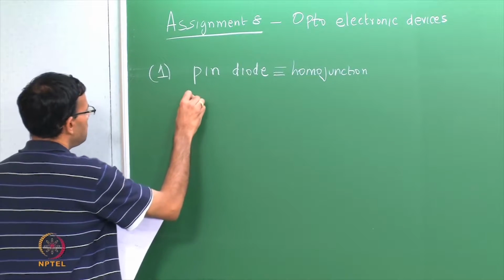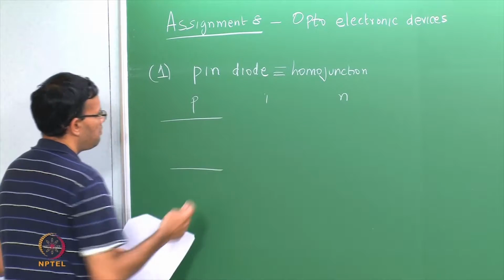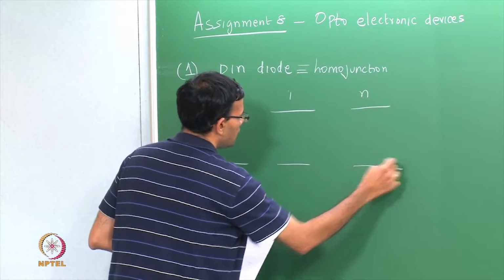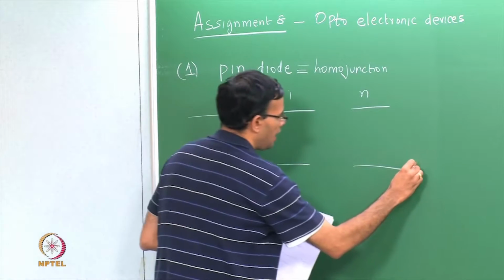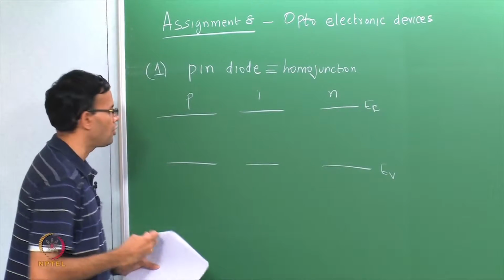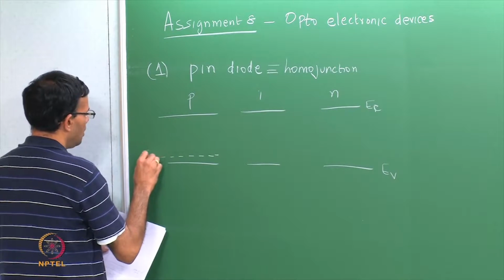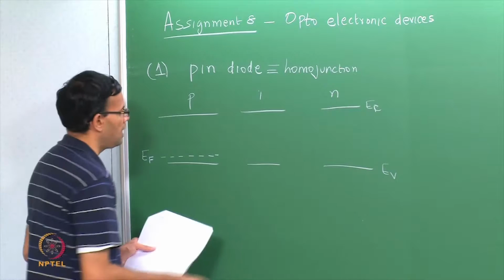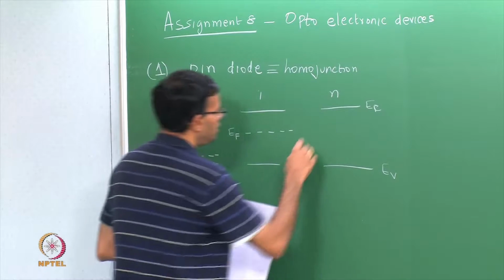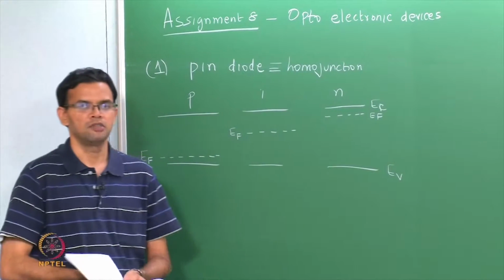So, I will start with the P, I and N. We can draw the energy band diagram for all three of these. The material is the same, so the valence band and the conduction band are essentially located at the same point. In the case of a P type material, the Fermi level is close to the valence band. For an intrinsic, it is close to the middle, and for an N type, EF is close to the conduction band.